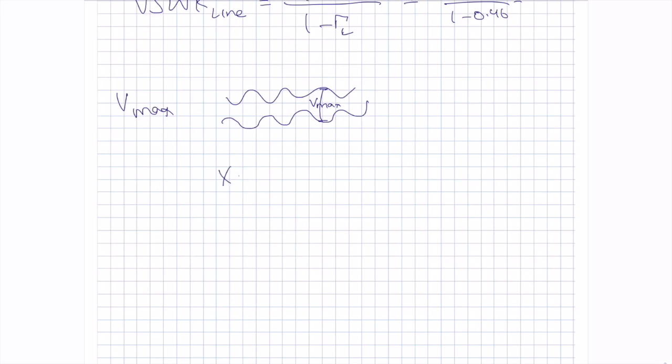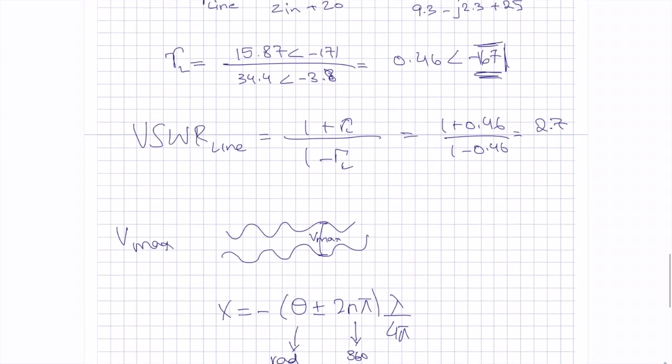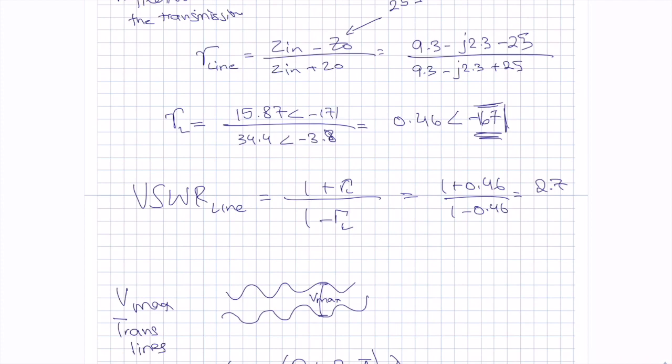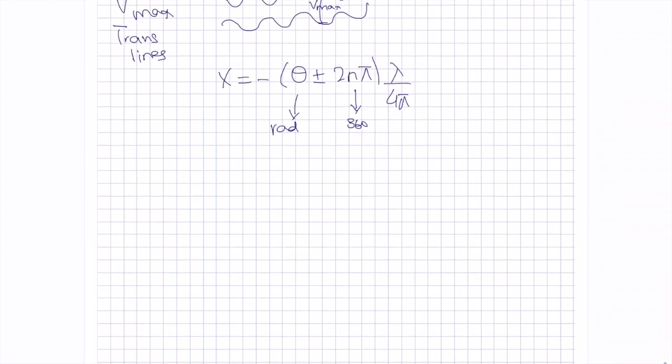The formula for that is x equals minus theta plus or minus 2n pi, times lambda over 4 pi. This angle could be in radians, or we can make this into 360 degrees. For ease of convenience, I'll just use radians. Remember that we are working only with the transmission line. This Vmax is for the transmission line, and we will be using 167 degrees over here. For the 167 degrees, I can make that into 167 over 180 times pi, plus or minus 2 pi, and I'm considering that this is my n equals 1, negative of this, times lambda over 4 pi. That's my x1 location.